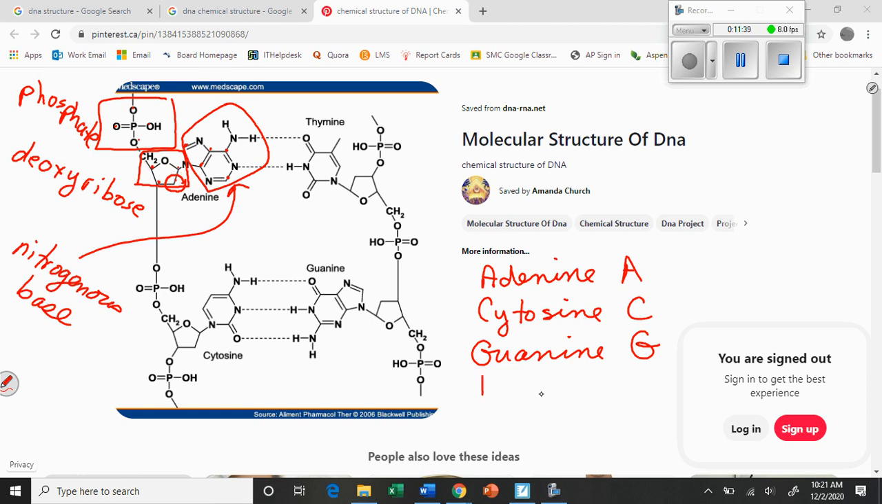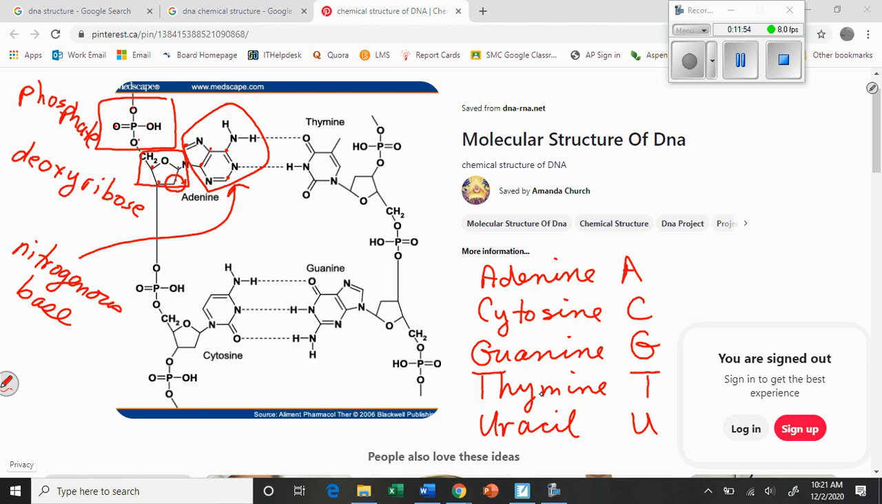Then there's 2 more. There's thymine, T, right? And then there's another one called uracil. Now here's the funny thing. It's a U. There's 2 genetic molecules.